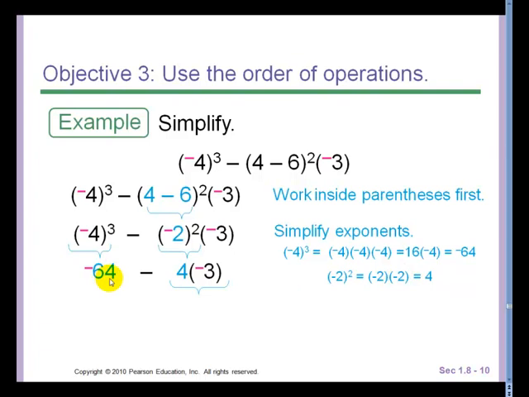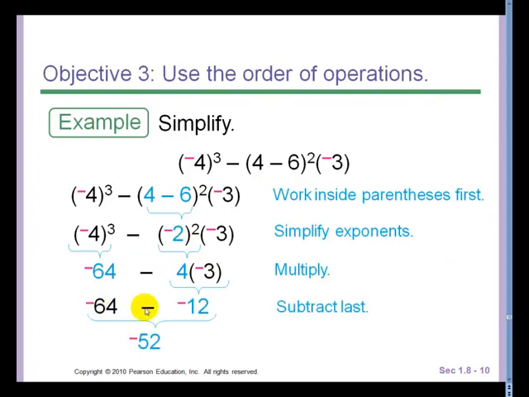So we get negative 64 minus 4 times negative 3. We must do this multiplication before you do the subtraction. Negative 64 minus a negative 12. And remember, when you subtract a negative, what you're really doing is adding a positive, and we wind up with negative 52.